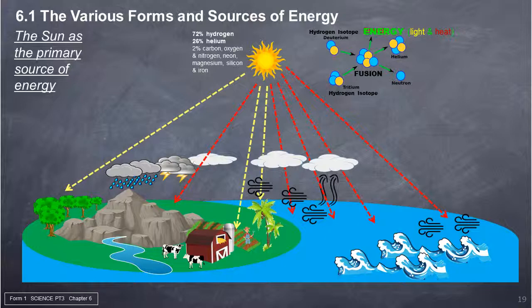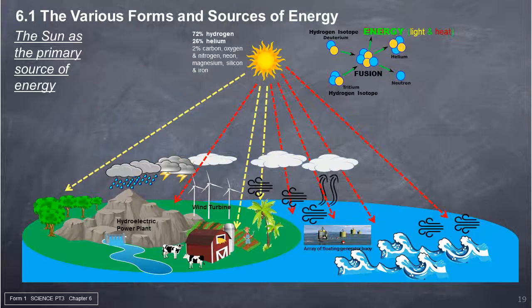We can harness all these different forms of energy, which originate from the sun. We can build wind turbines to capture the kinetic energy of the winds and convert it into electricity. We can build hydroelectric power plants across the river, to capture the potential and kinetic energy of the water in the river, and convert it into electricity.